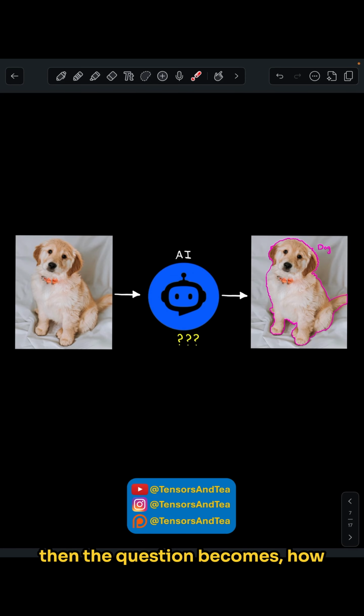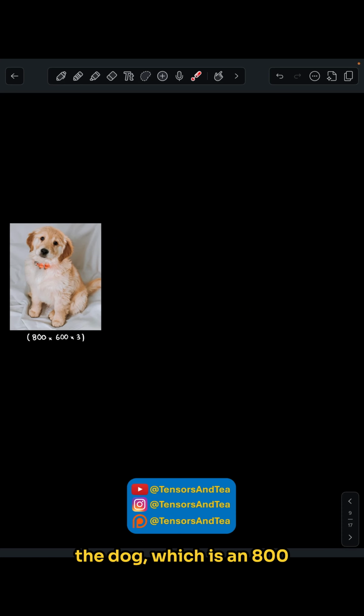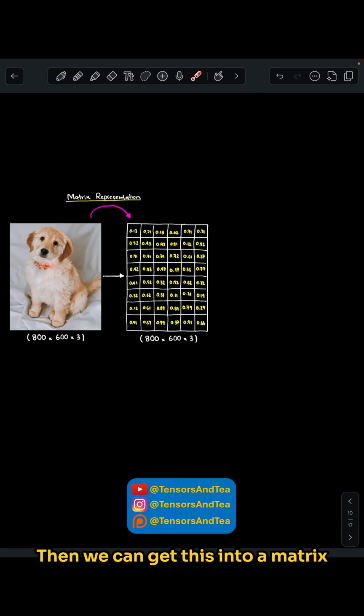Then the question becomes, how do we actually get AI to do this? Well, the first thing we may think of is a feed-forward neural network. Here, the input image would be the dog, which is an 800 by 600 by 3 image. And we can get this into a matrix representation where each one of these values represents a pixel, and we have the same exact size as we had before.